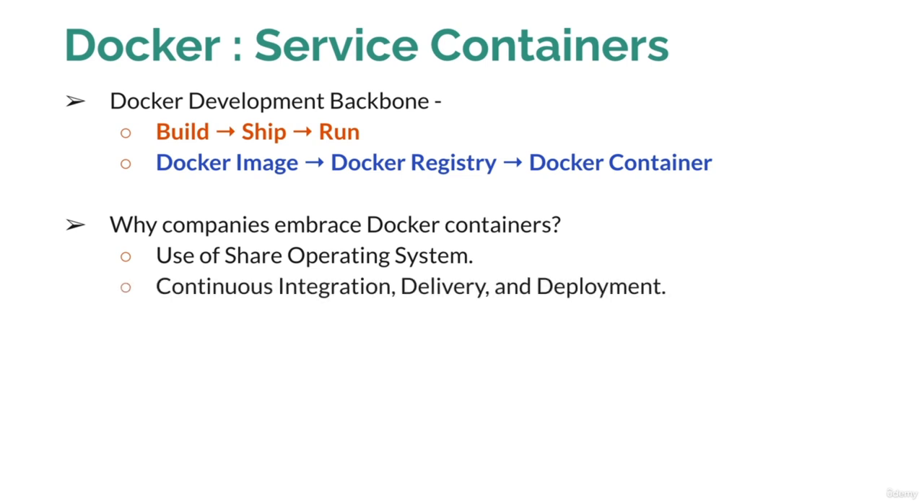Second is continuous integration, delivery, and deployment. The same thing: build, ship, and run. Developers are developing their code. They are creating the artifact in terms of a Docker image. They are delivering this artifact to the Docker registry, and they are doing the deployment. They are creating the containers, right?